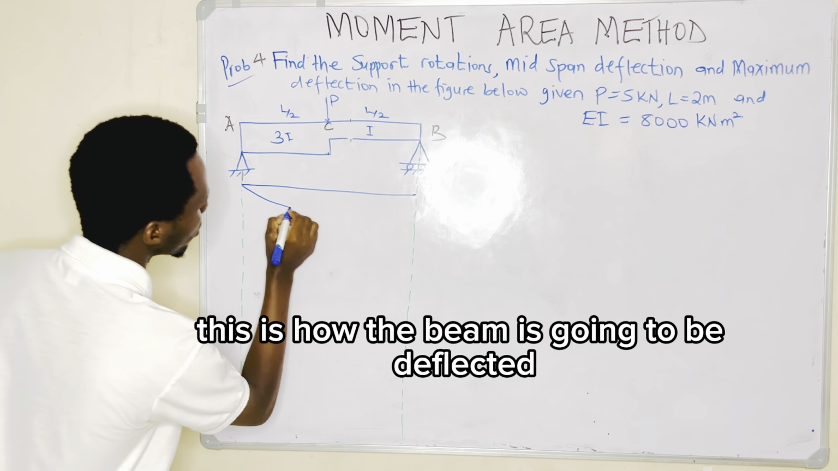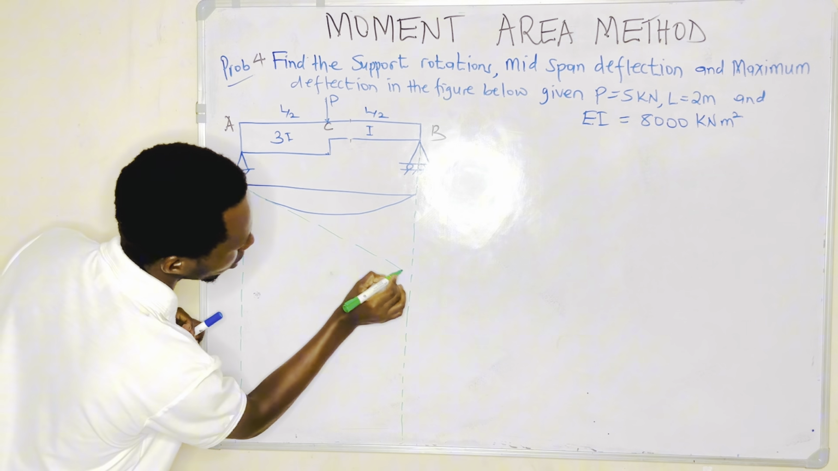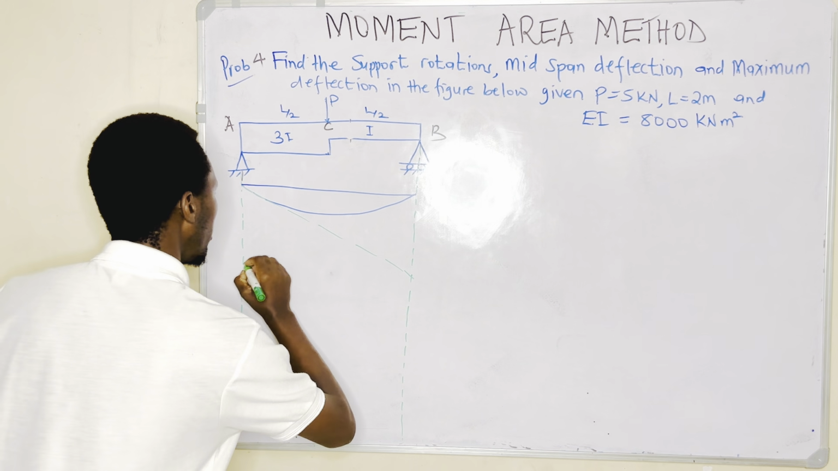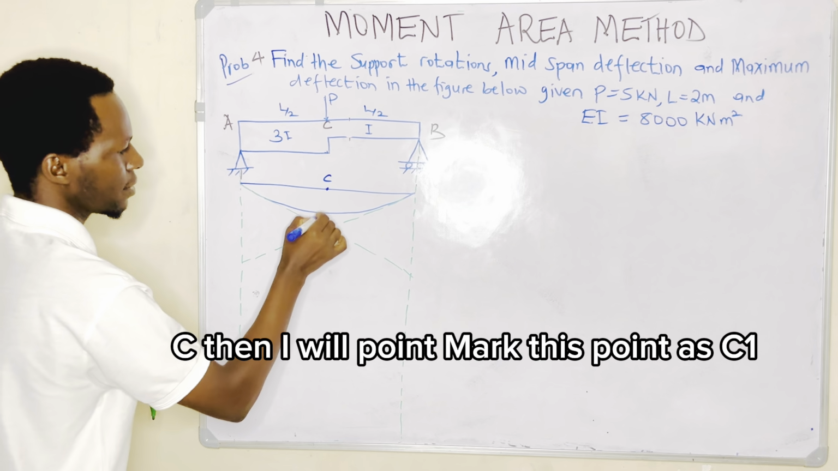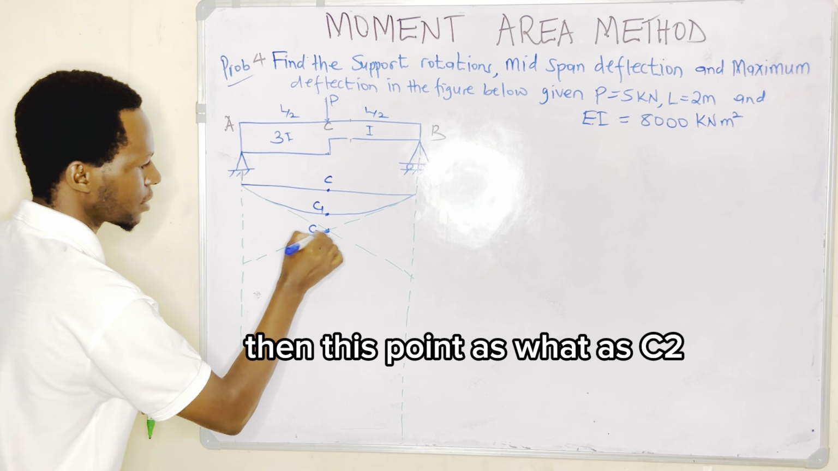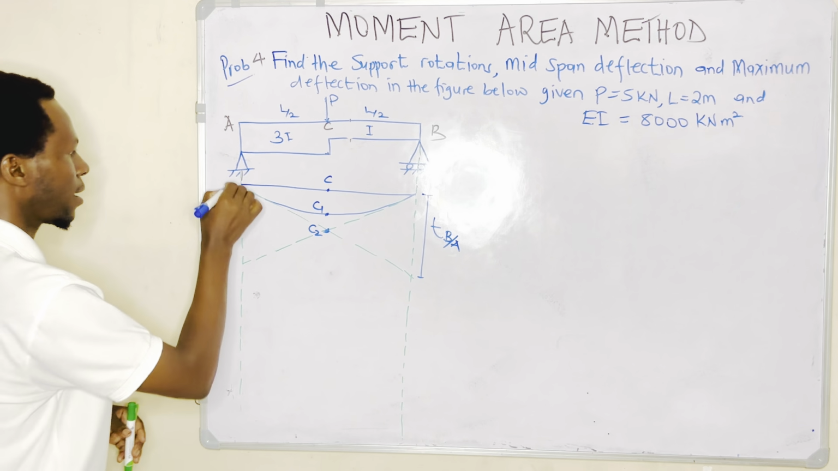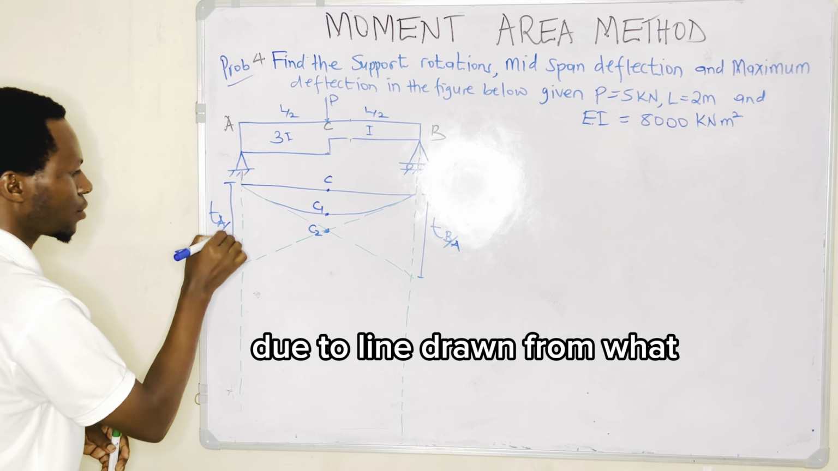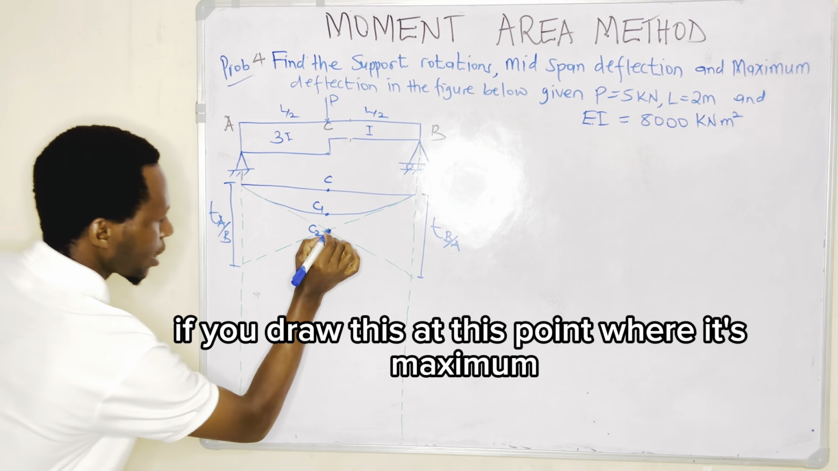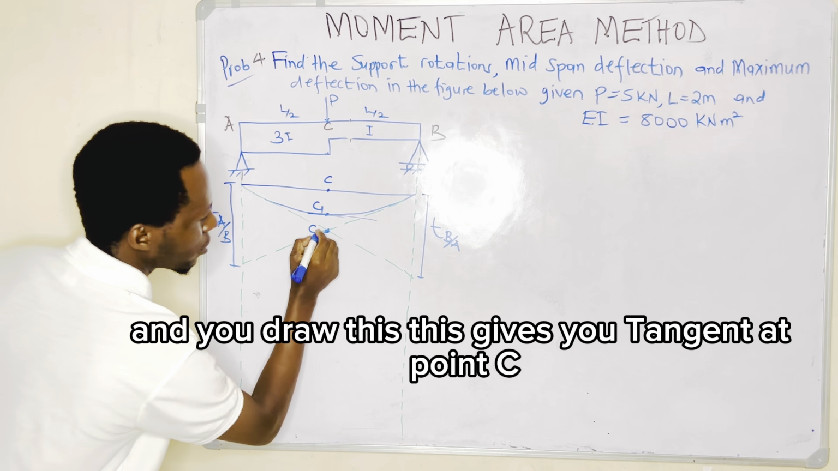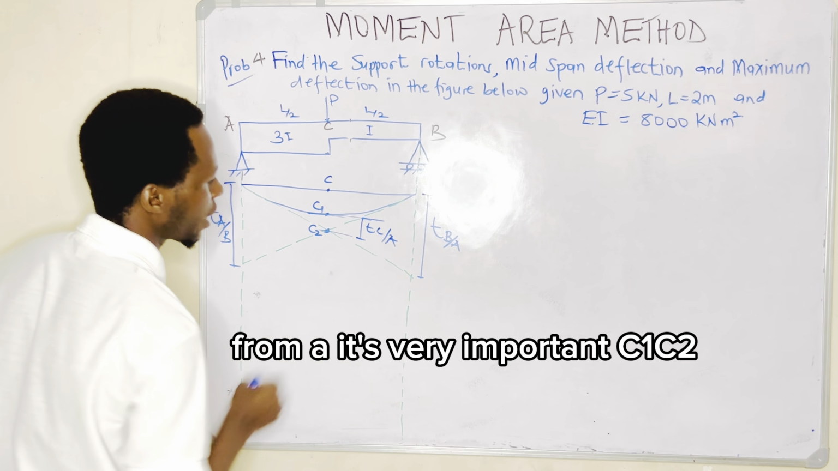So here if I draw, this is how the beam is going to be deflected. If I extend the tangent of this from here, I hope you can see it. Then I do the same, this if it is extended up to this point. Okay, so if this is point C, then I will mark this point as C1, then this point as C2. So this distance from here up to this point, I'm calling it tangent at B due to the original axis from A. This side I am calling it tangent at A due to the line drawn from B, due to these extensions. Please make sure you understand that. It's important for us. Now, here also, at this point where it's maximum, if you draw this, it gives you tangent at point C, but due to the original line drawn from A. It's very important, C1, C2.